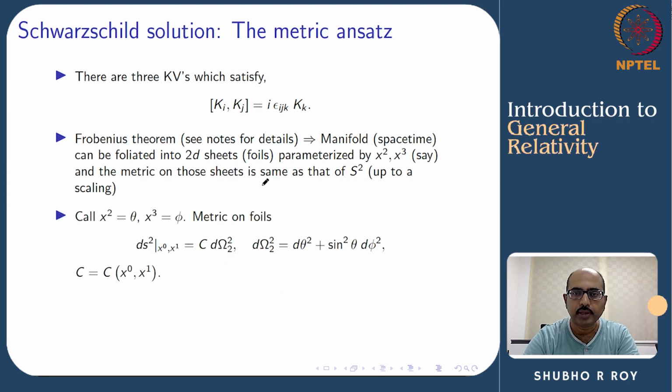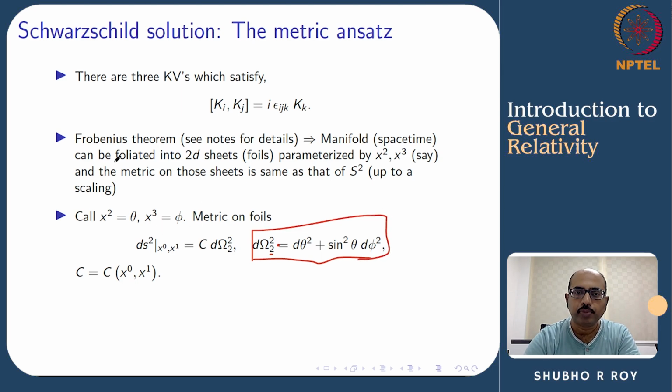So, as I said, Frobenius theorem tells us that on the foil, the metric is that of a sphere. And the sphere metric, which I'm representing by this d omega squared, d omega 2. This 2 is for the 2-dimensional sphere, and this square is because the metric gives you the squared interval. So the downstairs 2 is for the dimension of the sphere, and the upstairs 2 is because it's a squared metric. Metric is a squared interval. So this everybody I hope recognizes. This is the metric on the sphere.